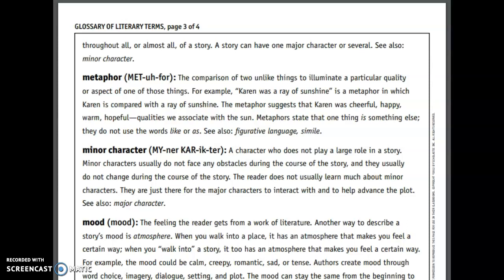Metaphors state that one thing is something else. They do not use the words like or as.